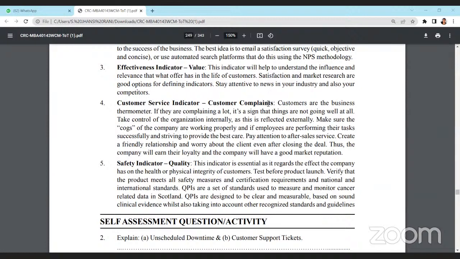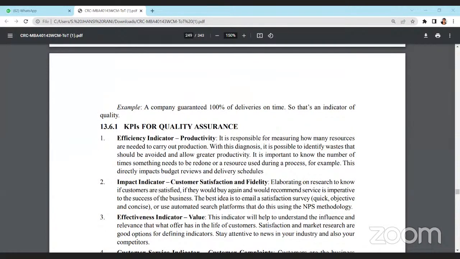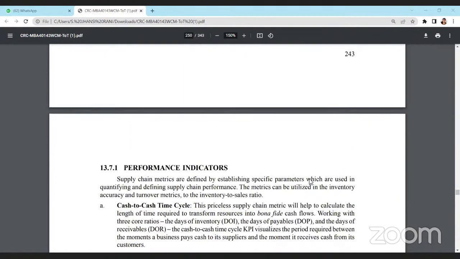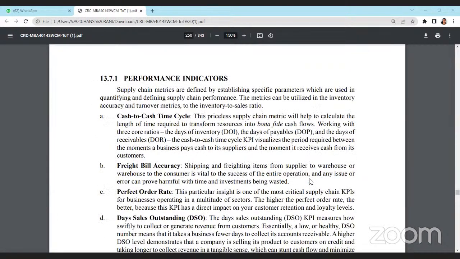Quality performance indicators are a set of standards used to measure and monitor cancer related data in Scotland. These are designed to be clear and measurable, based on sound clinical evidence, which has also been taken into consideration while setting these guidelines. So these are the 5 KPIs for quality assurance. Next, performance indicators.